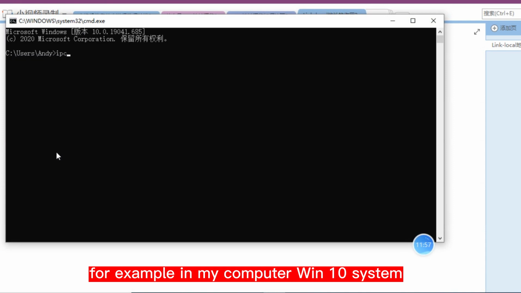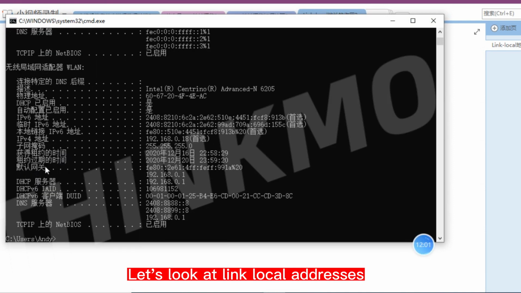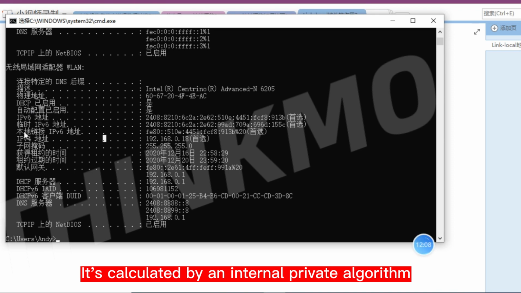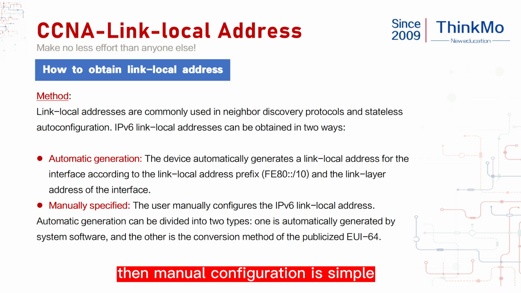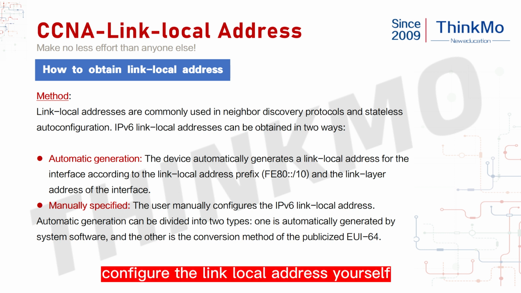So we can look at that. For example, in my computer's Win 10 system, let's look at link local addresses. The IPv6 link local address is calculated by an internal private algorithm. Then manual configuration is simple. It's you on this interface configuring the link local address yourself.